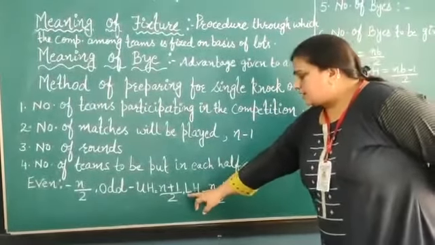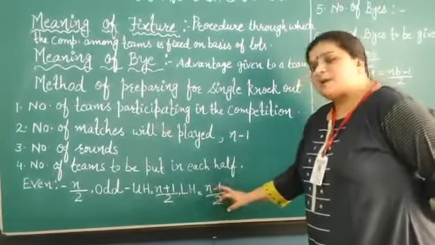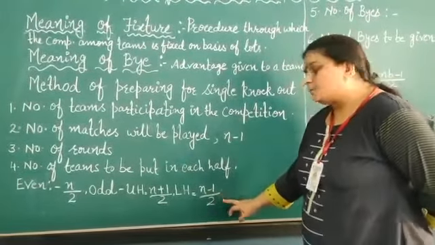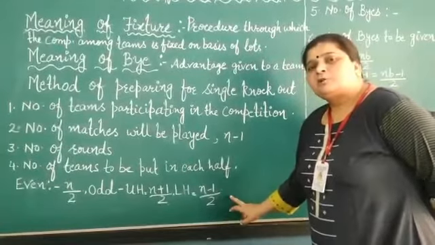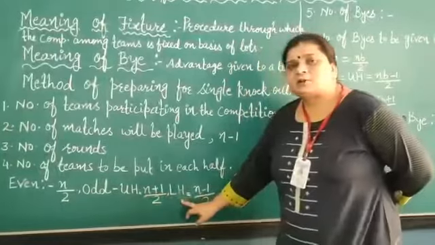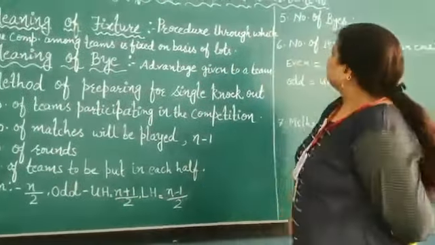Number of teams participating in lower half, the formula is n minus 1 upon 2. And again 11 minus 1 upon 2, 10 upon 2 is equal to 5. So number of teams in upper half will be 6. Number of teams in lower half will be 5.